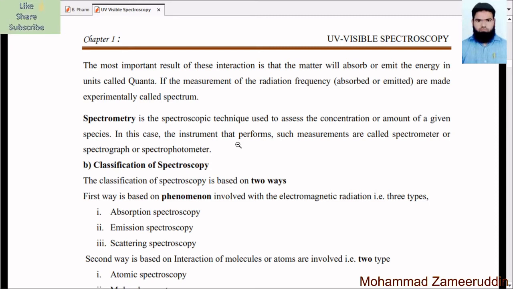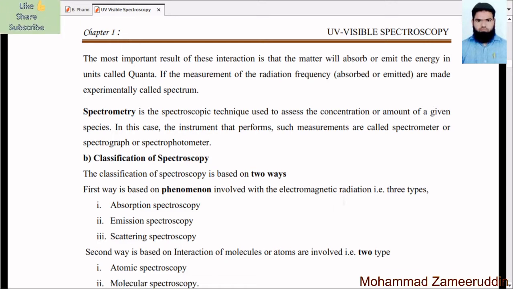The most important result of this interaction is that the matter will absorb or emit energy in units called quanta. If the measurement of radiation frequency absorbed or emitted is made experimentally, that is called a spectrum. So after the interaction of matter and radiation, it will result in either absorption or emission of energy, which we record, and after recording, that recorded data is called the spectrum.